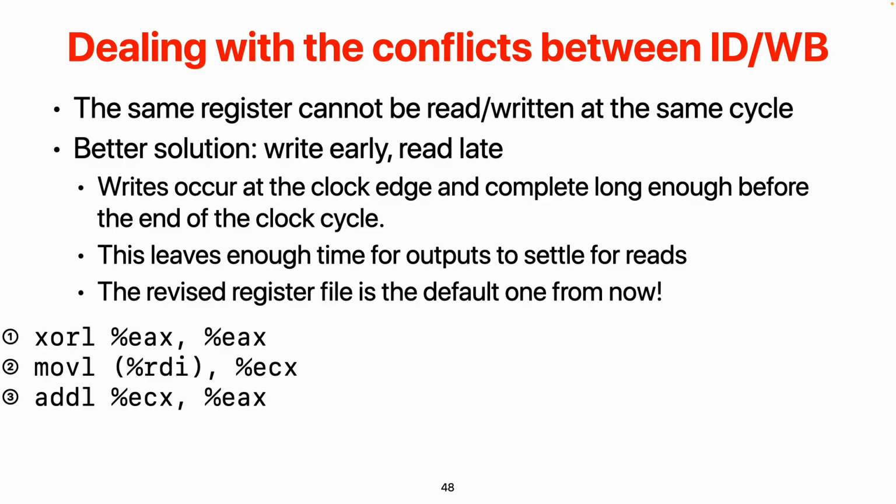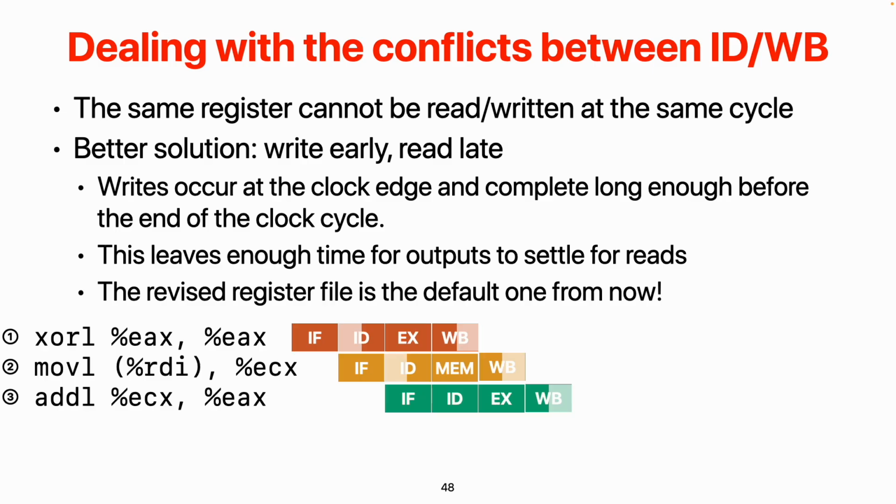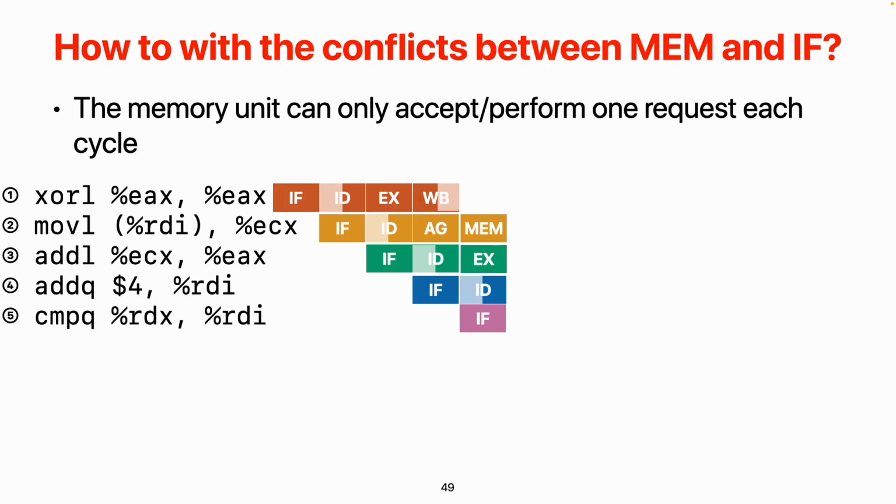So based on that philosophy, you should always try to write first and then read later. And so here's the agreement: whenever there is a conflict between write and read of a register, write goes first and then read later, and they can be done in the same cycle. So with that being revised, now our new pipeline will be something like this.